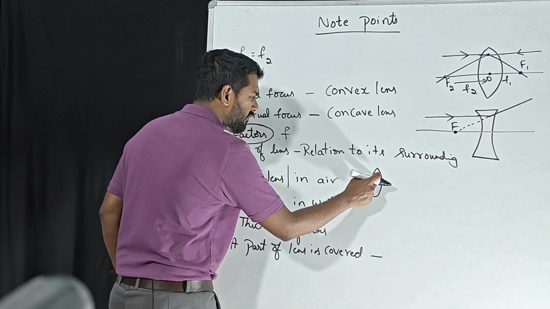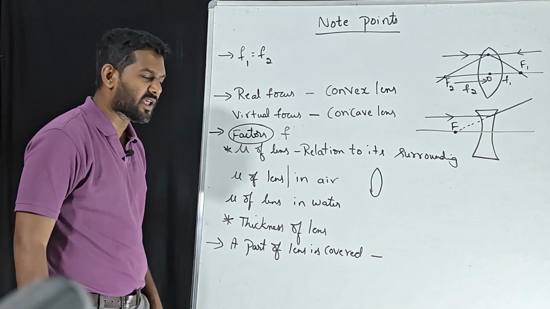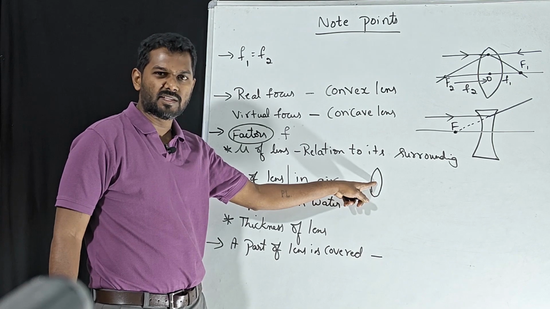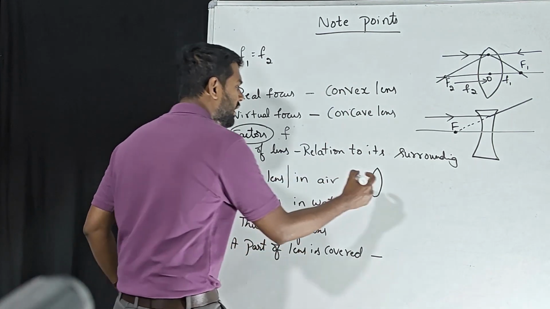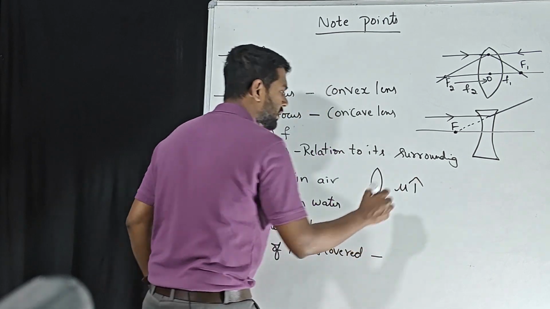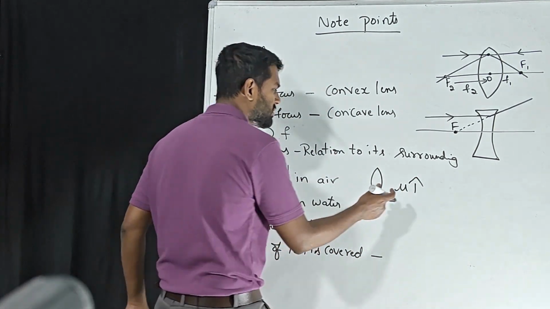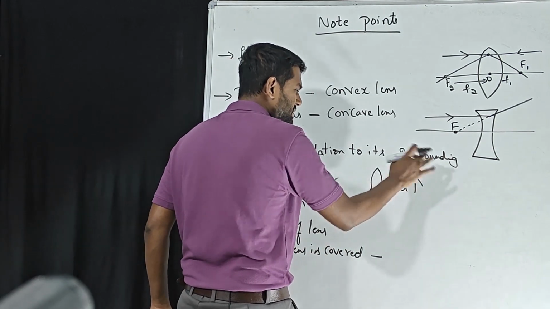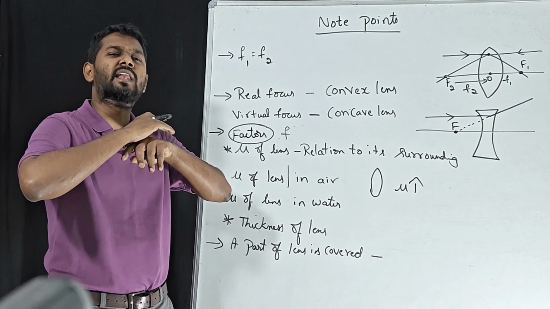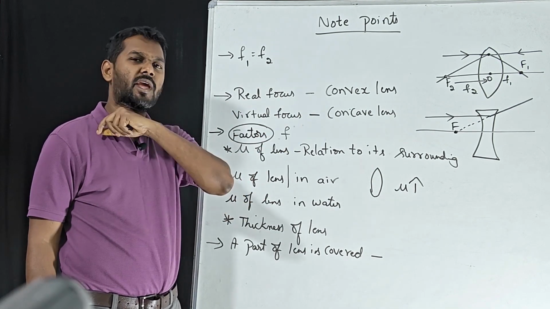Now we know the refractive index of glass is more compared to air. The refractive index of glass, which is nothing but the lens, is more than the air. So here the refractive index is greater compared to its surrounding. Assume you take any value, say 1.3 or 1.4, any value.